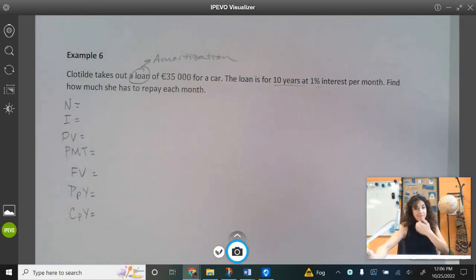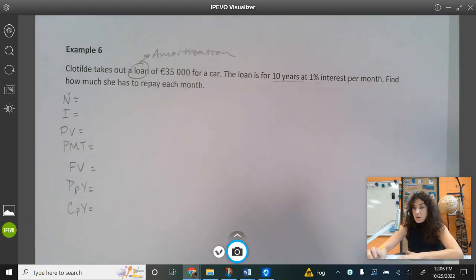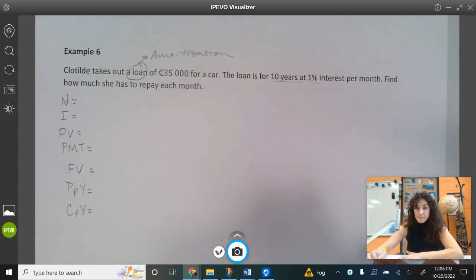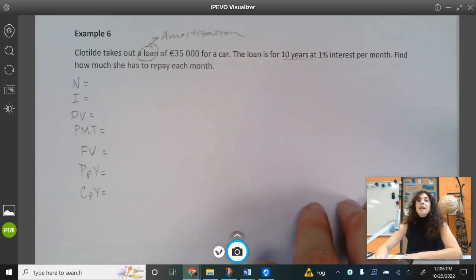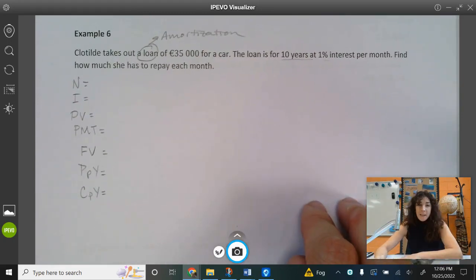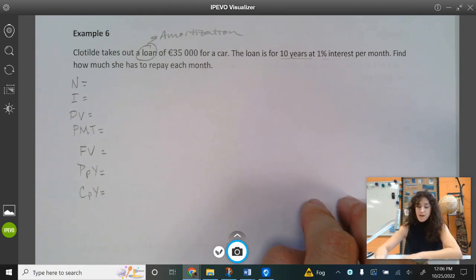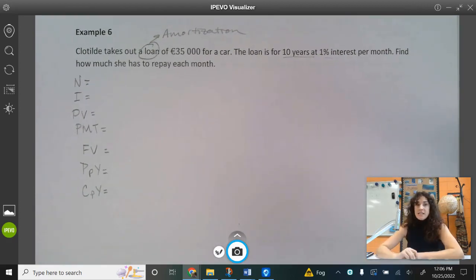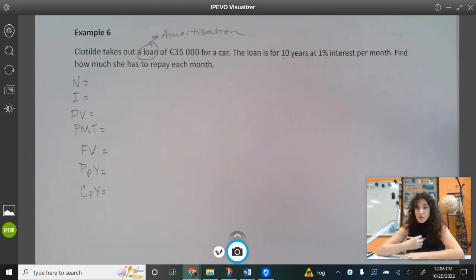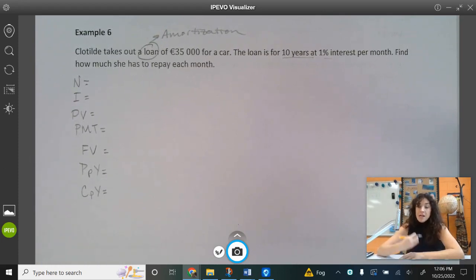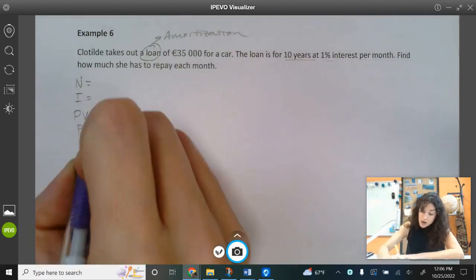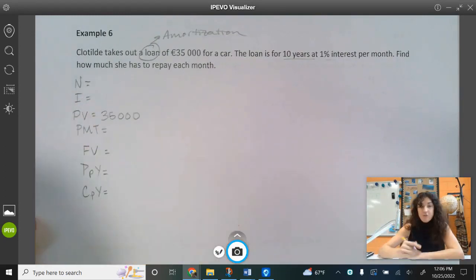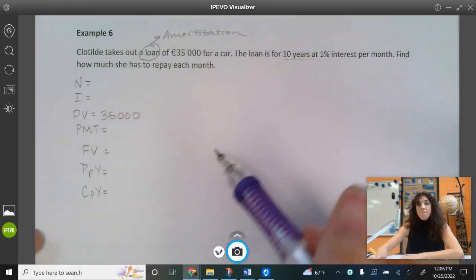And remember, writing these out gives you your, so I encourage you to write them out. Even though, yeah, I'll do this with you. I won't ask you to do it on your own. Take it one step at a time. Clotilde takes out a loan of 35,000 for a car. So that's how much we start with. We have borrowed 35,000. Now that 35,000 comes out of the bank and into our pocket. So that present value that we're starting with, 35,000, is positive because it's being put into our pocket.